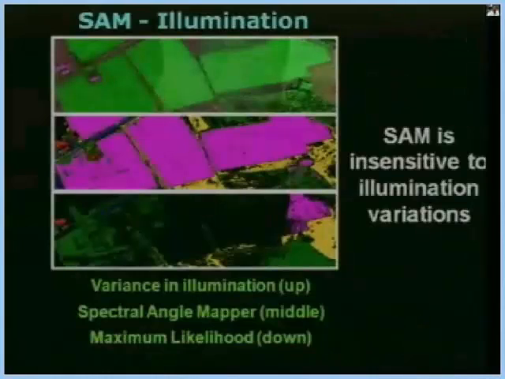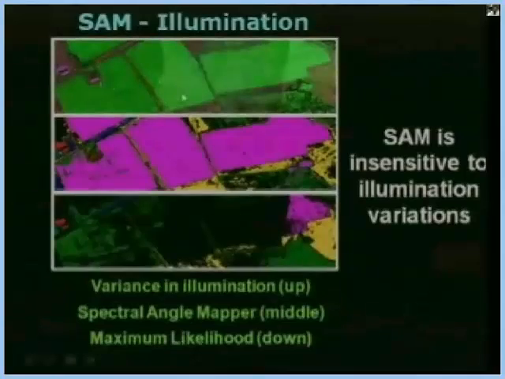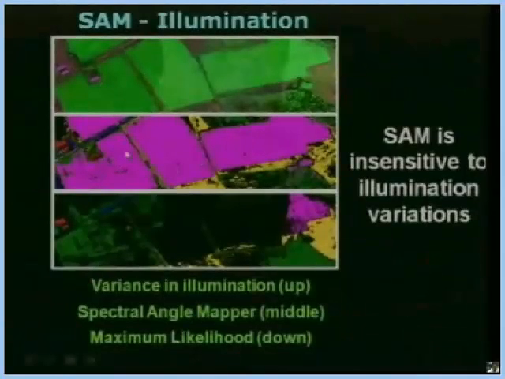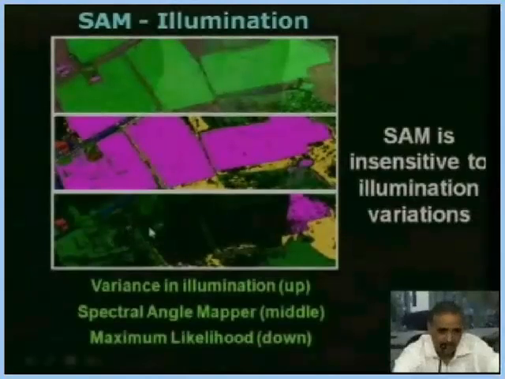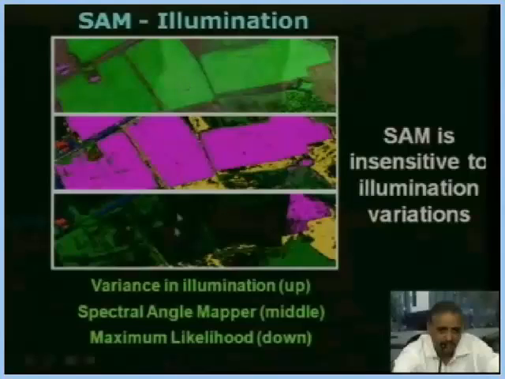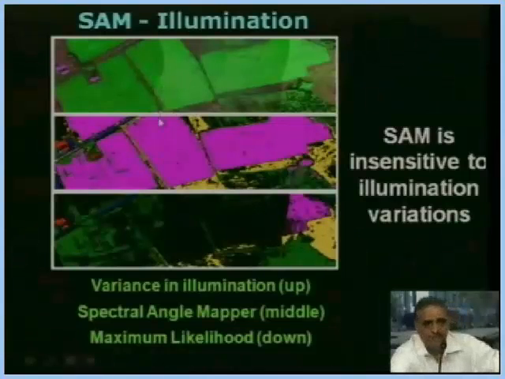And another good point about SAM is that it is illumination insensitive. In fact, this is variance in illumination. This is the original data. This is the spectral angle mapper in the middle and maximum likelihood in the lower. The portion where there are illumination variations does not get classified in MLC at all, whereas in SAM, the entire patch gets classified as the same class despite illumination variations.